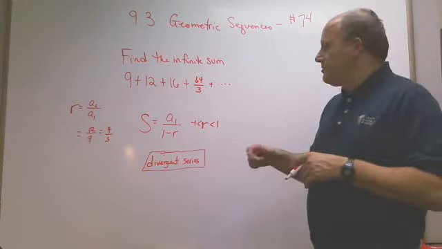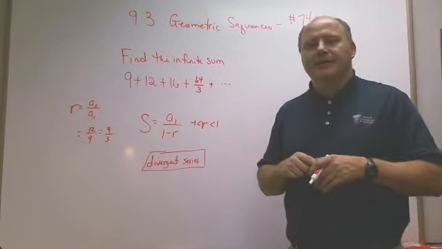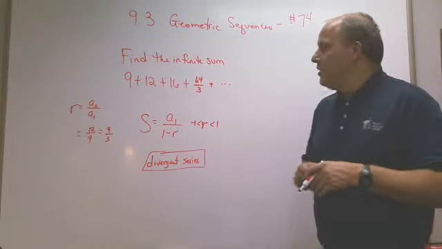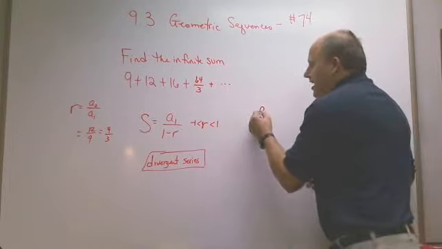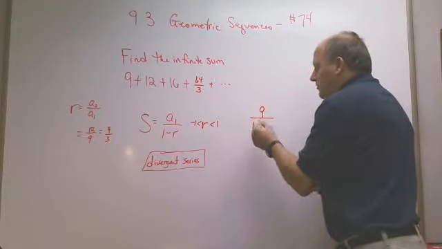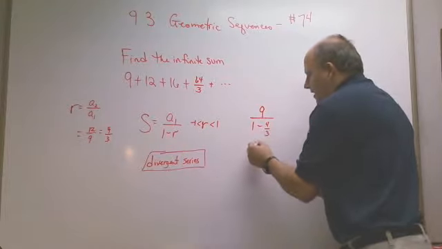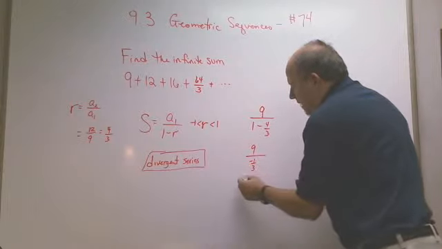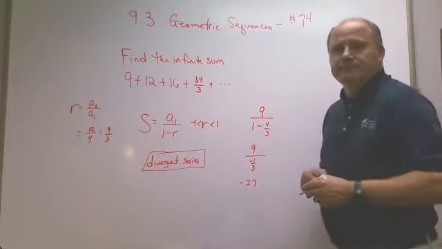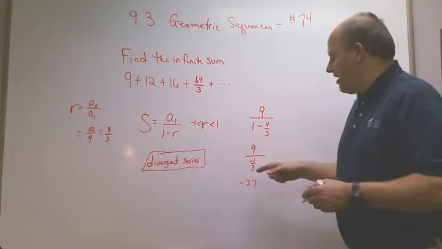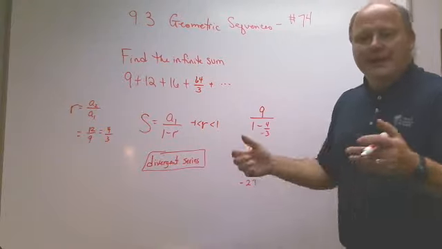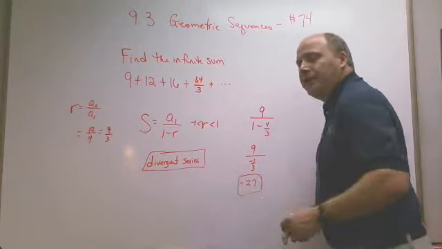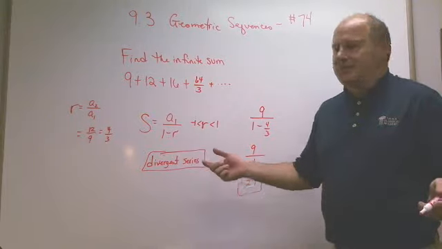So you can't just blindly go through this and put the numbers into the formula. As a matter of fact, if you try to use the formula here, you would get the first term, which is 9 over 1 minus R, which is 4/3. So you get 9 divided by 1 take away 4/3, which is -1/3. And if you do the math, it's -27. So if you actually use the calculator, you get -27. Some people just don't pay attention. They get the answer of -27, and they say, oh, that looks good enough to me. But it doesn't even make sense.